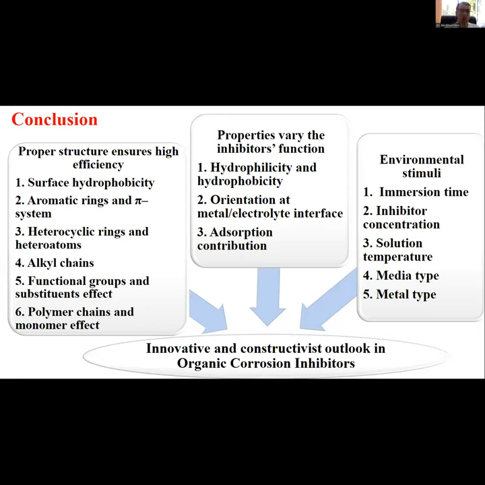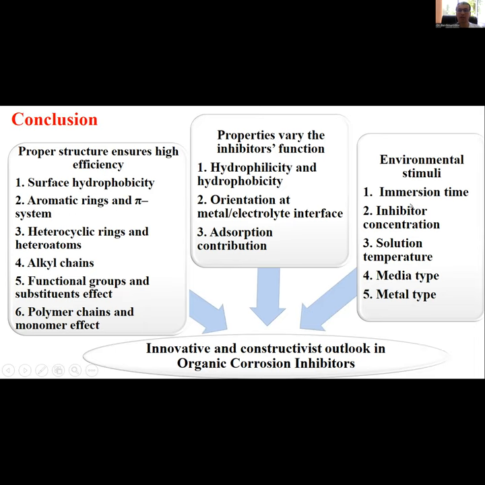As a conclusion, here are my main pointers to develop corrosion inhibitors in the future. There are three types of factors. The first factor is environmental stimuli. The next one is different inhibition functions. The last one is structural factors.